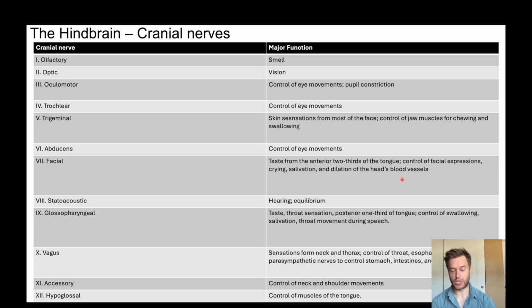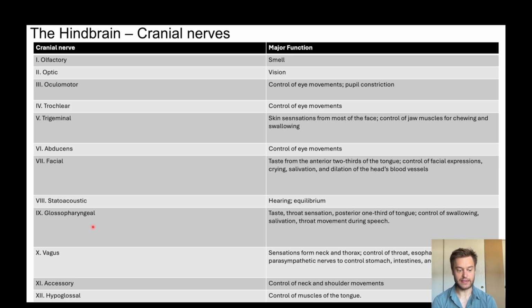So we have cranial nerve 7, which is important for facial. It's called the facial cranial nerve, which is important for taste for the anterior 2/3 of the tongue, control of facial expressions, crying, salivation, dilation of the head's blood vessels, etc. We have cranial nerve 8, which is important for hearing and equilibrium. We have the glossopharyngeal nerve, cranial 9, which is for taste, throat sensation, the posterior 1/3 of the tongue, and control of swallowing, salivation, and throat movement during speech.